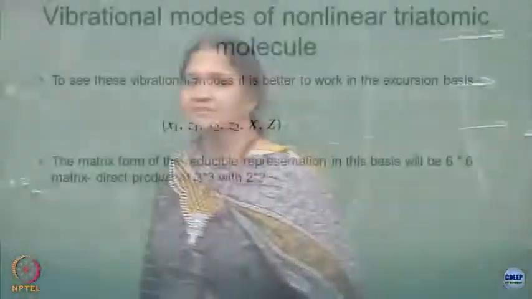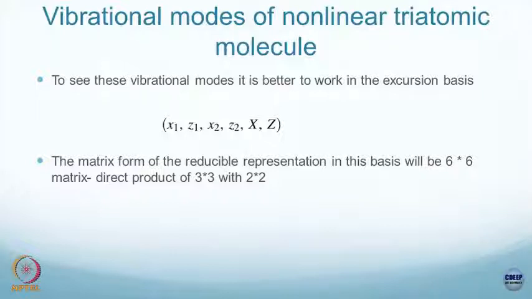To see these vibrational modes, it is better to work with excursion coordinates. Excursion means displacement about its mean positions. Okay. I am going to choose this column or this row as the basis vector. What is this? Atom 1 x1 z1 followed by atom 2 x2 z2 followed by atom 3 capital X capital Z. How can I see this basis as a tensor product? Tell me. Can I see this as a tensor product?